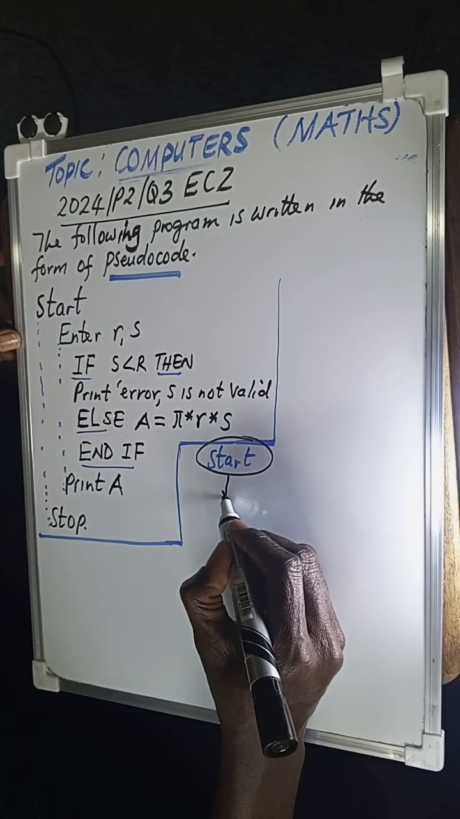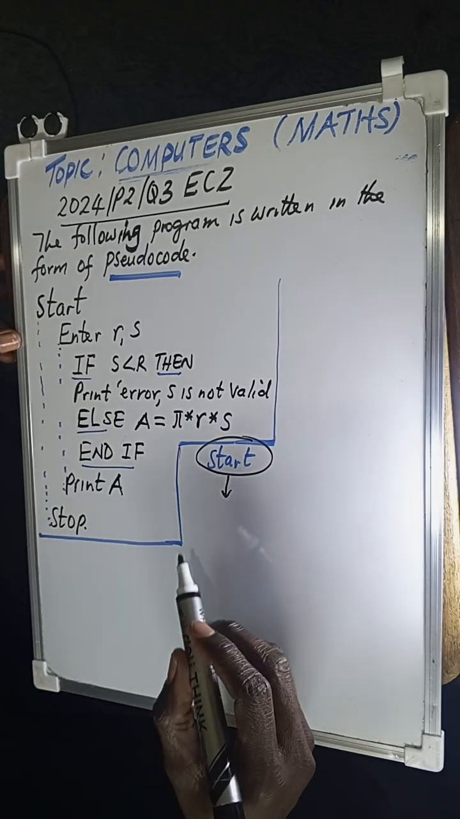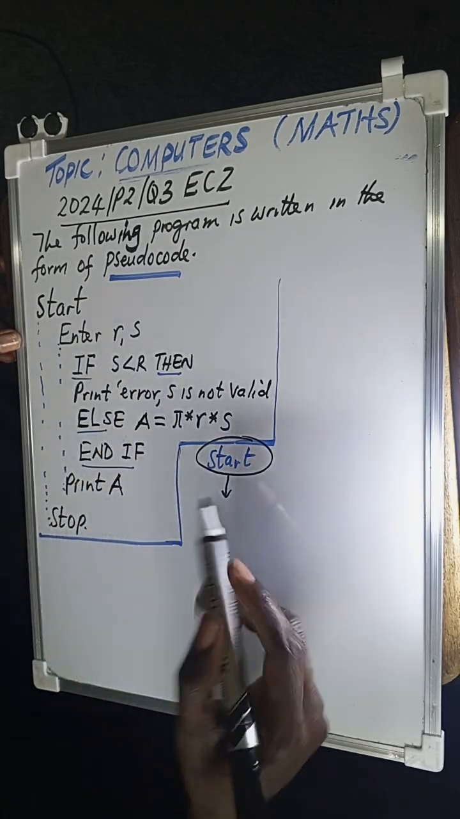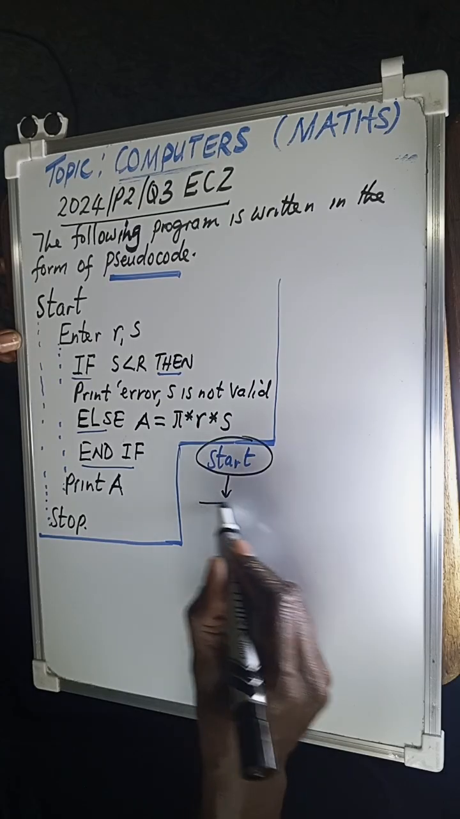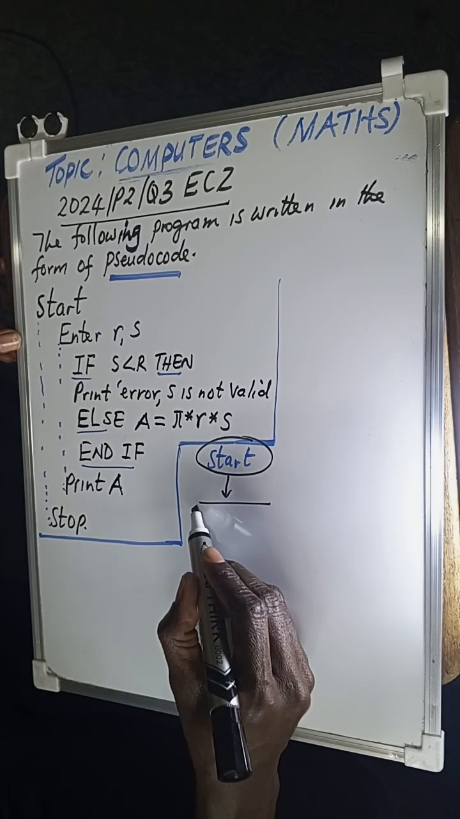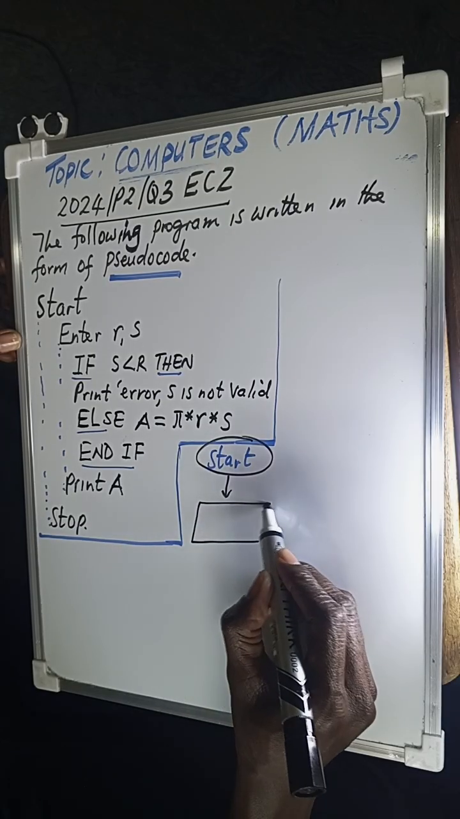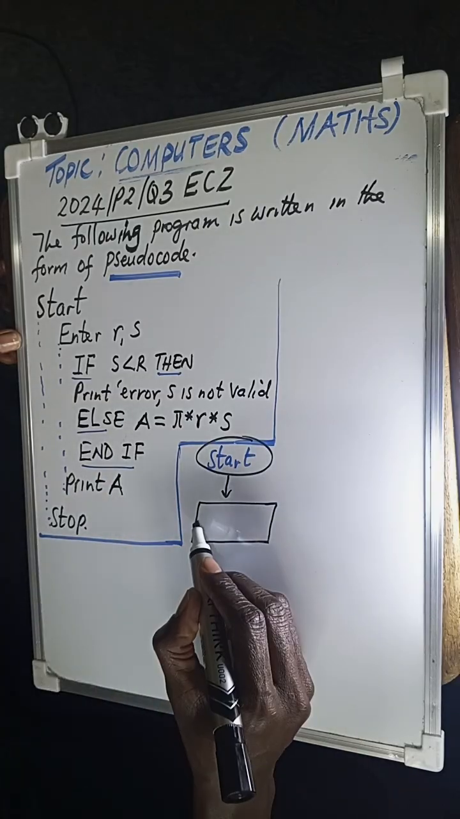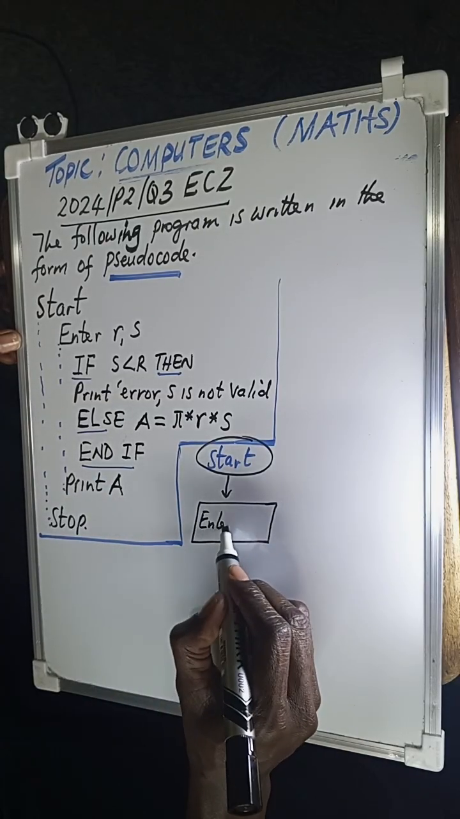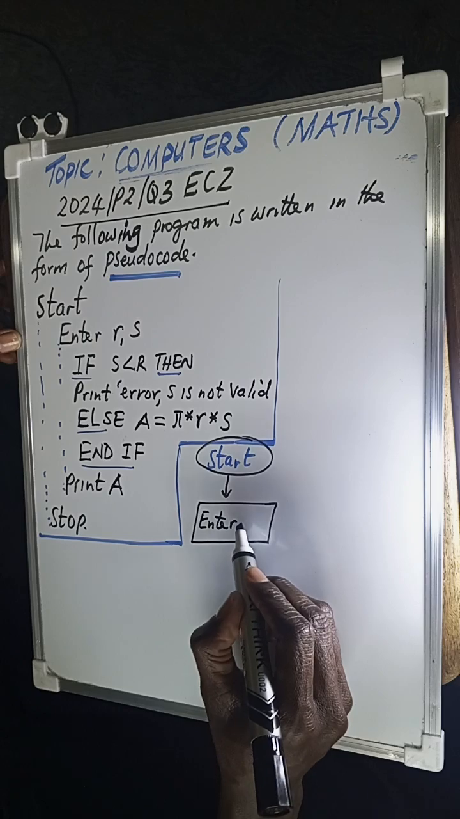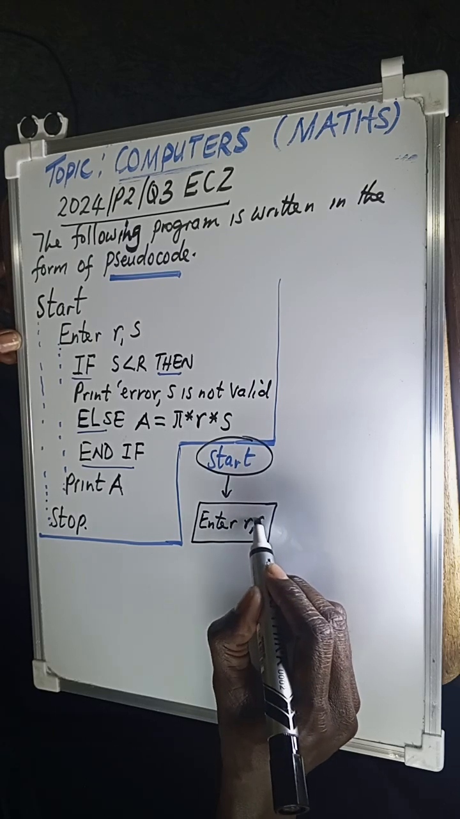From there, I'll run down using my flow arrows. I need to enter R and S. What do you use? Remember, we use what we are calling a parallelogram. So that is what you use. So you are going to write there, you enter, but what are you entering? You are entering R, comma, S.